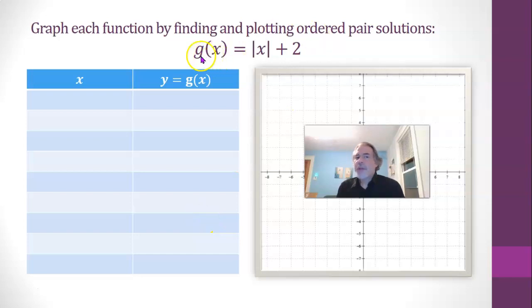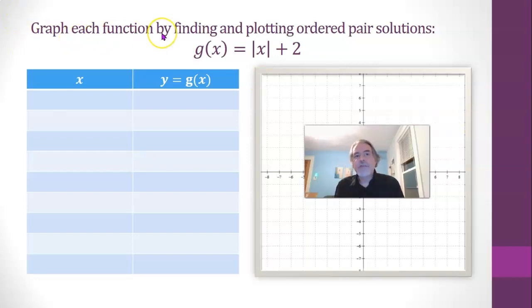So now we're going to be graphing the function g of x equals the absolute value of x plus 2. Notice those bars around the x. That means that whatever number x is, we have to take the absolute value of that number and then add 2.